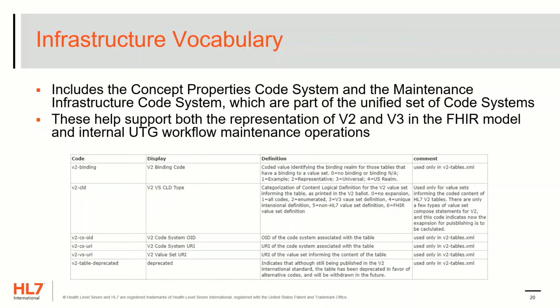In order to facilitate the implementing of special software for these workflows that are internal to UTG, it made sense to create specialized code systems and concept codes to support this. The two major examples of the infrastructure vocabulary are the concept properties code system and the maintenance infrastructure code system, which are part of the unified set of code systems. There are additional infrastructure code systems like HL7 workgroups and HL7 realms to support different workflows and representations.